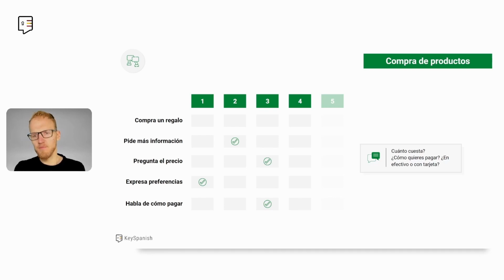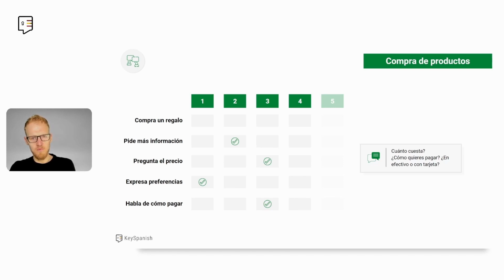Quiero uno para mi marido. Este huele muy bien. Sí, es uno de los nuevos que tenemos. Es muy popular. Pero 60 euros es un poco caro. Tenemos otro perfecto como regalo. Más barato y también huele muy bien.